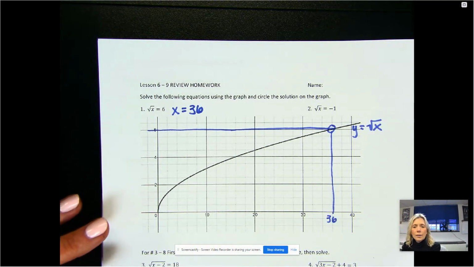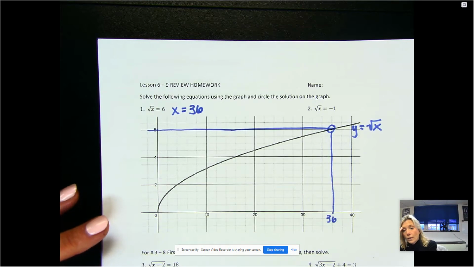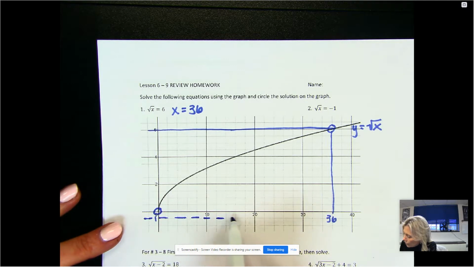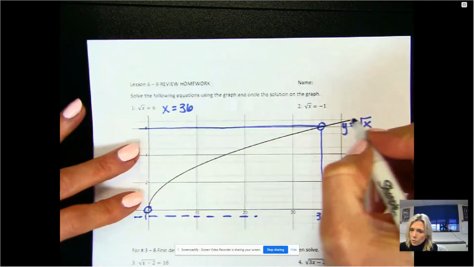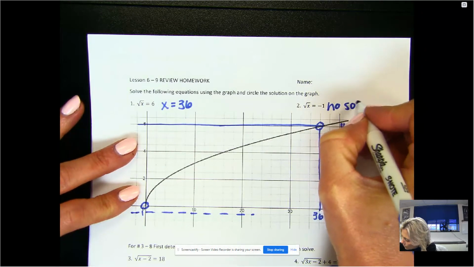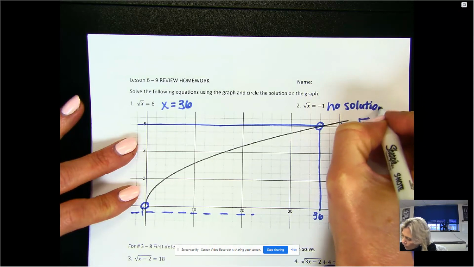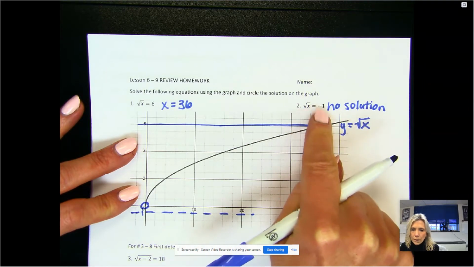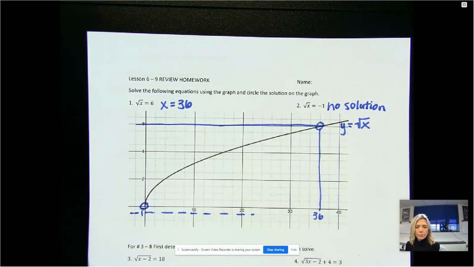And then on number 2, the square root of x is equal to -1. Well, you can see on the graph here that here's where -1 is. And the graph actually, the function starts here at 0, 0. There aren't any values down here at -1. So that's why number 2 is no solution. So what that means is that there is not a value of x that would make this true. There's no solution.